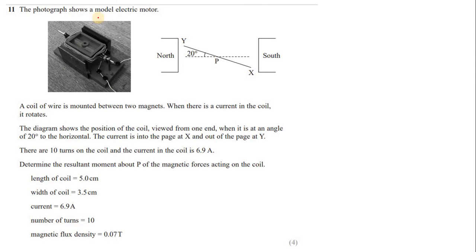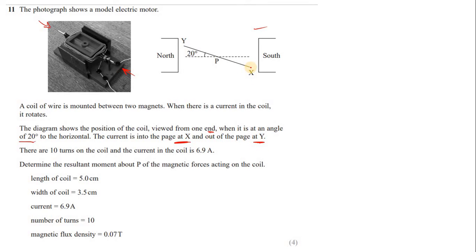Question number 11. The photograph shows a model electric motor, a coil of wire mounted between two magnets. When there is a current in the coil, it rotates. The diagram shows the position of the coil viewed from one end. We are looking at the coil from this side, viewing one end, at an angle making 20 degrees with the horizontal. The current in the coil is into the page at X and out of the page at Y.